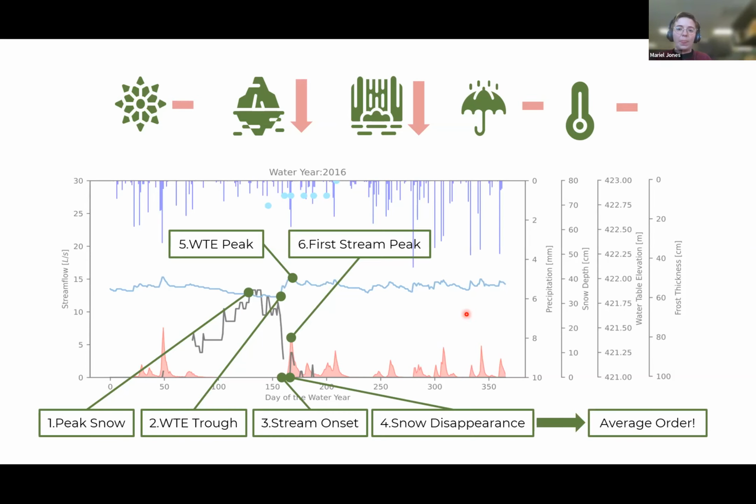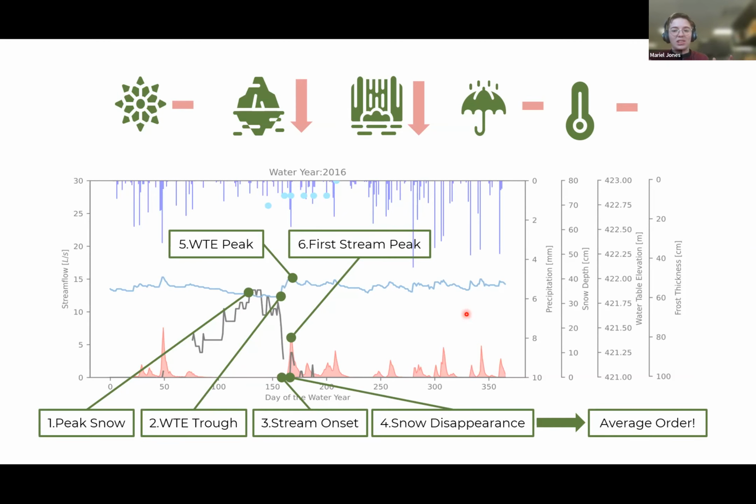Which is really interesting because it illustrates this fill and spill process that's happening, where the water first accumulates in the snowpack, and then as the snow starts melting, it percolates into the water table or runs off over the surface. And then once the water table has exceeded the surface level, there's this large influx of stream flow, and you usually see that stream flow peak shortly after.